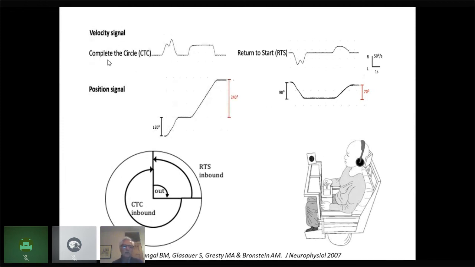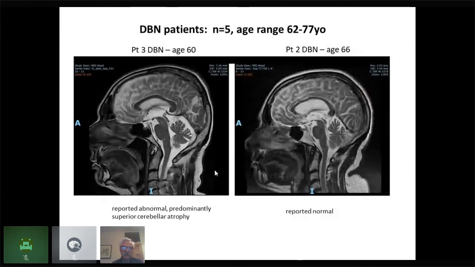Another example now for the CTC, or complete the circle task, the velocity stimulus in this case. To the right, the subject will have to carry on rotating the chair to the right until they find the start position. This was a 120-degree stimulus, and the subject correctly moved the chair in the same direction, 240 degrees, to complete the circle.